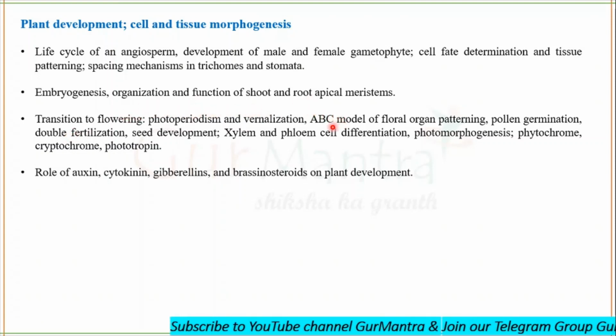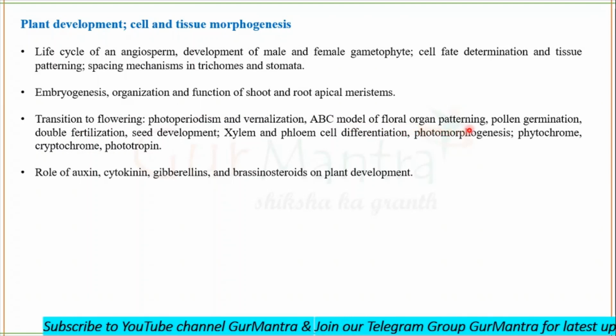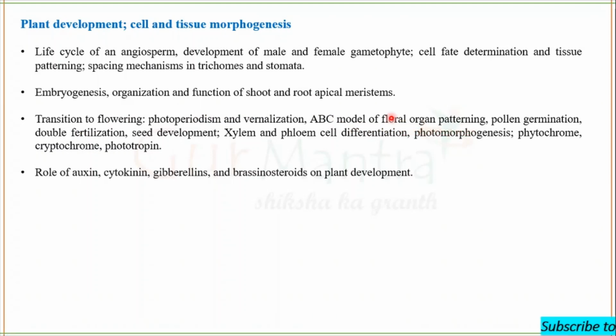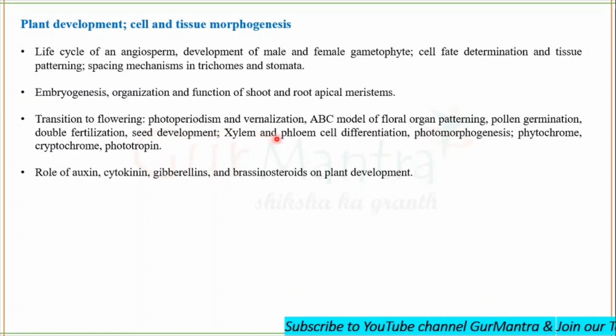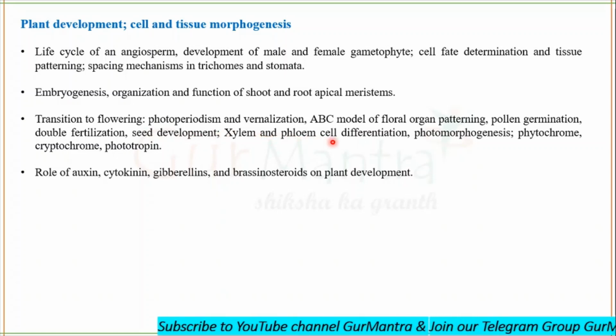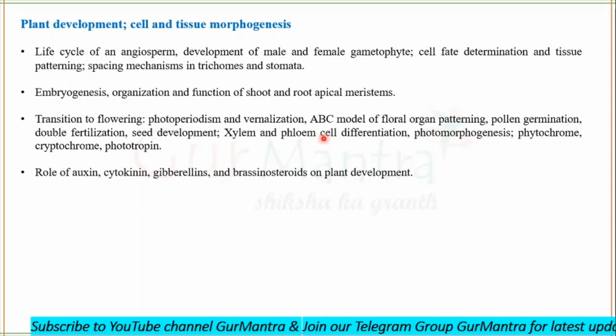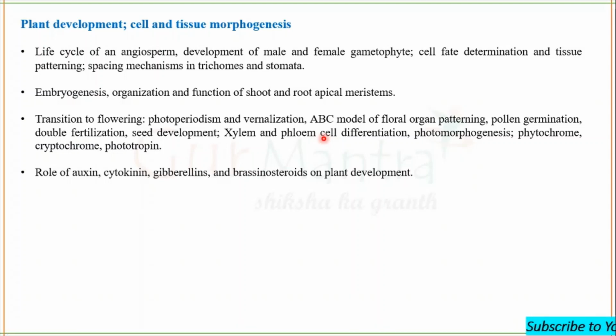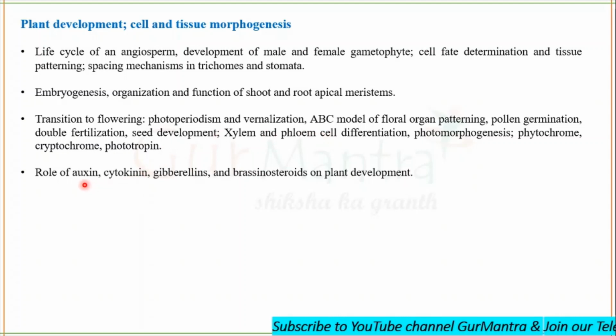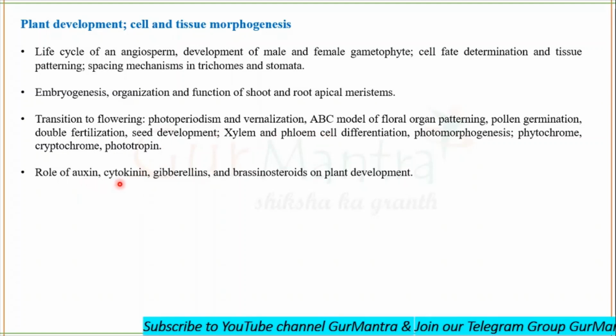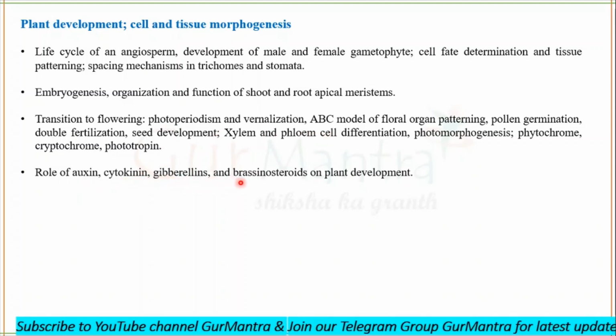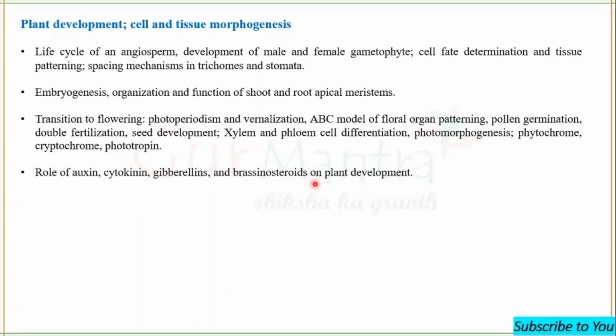We will also see the ABC model of floral organ patterning, pollen germination, double fertilization, seed development, xylem and phloem cell differentiation. We will see the role of phytochromes, cryptochromes and phototropins. Other than that, plant growth regulators: auxin, cytokinin, gibberellins and brassinosteroids. We will also be discussing all these.